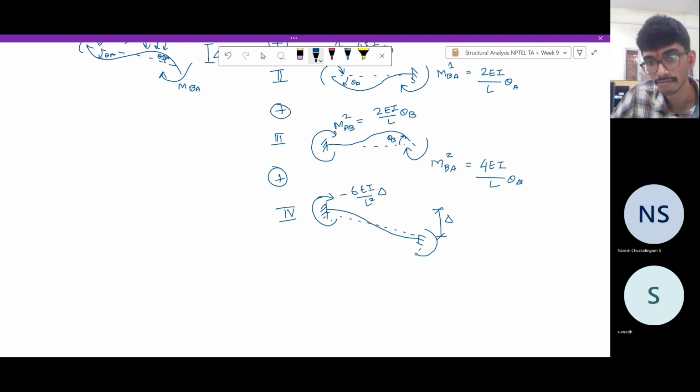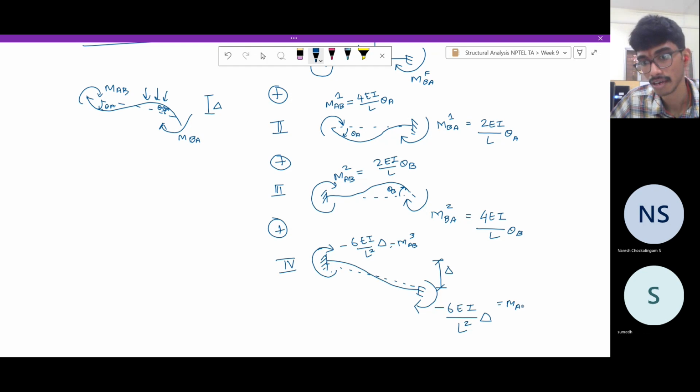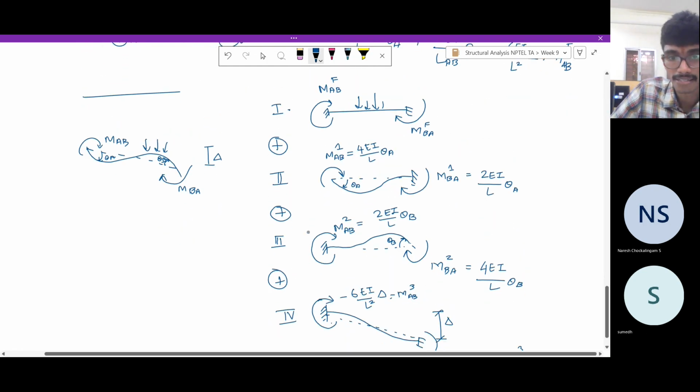Here, again, you will have a counterclockwise moment, but you have to be consistent with the sign convention. So it is minus 6 EI by L square delta. Let us call this MAB3, and this is MBA3. Now, what is the total moment?